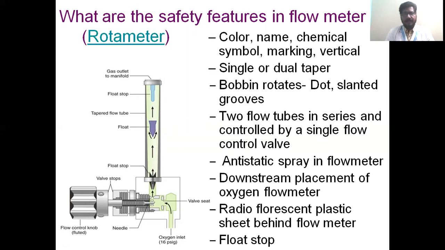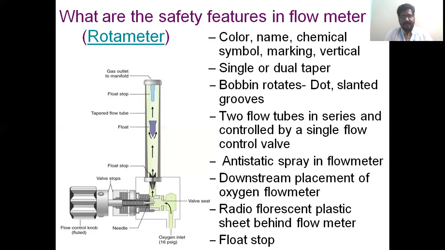It contains color, name, chemical symbol, marking, and it is vertical. It has a single or a dual taper. The bobbin rotates due to slanted grooves. Two float tubes in series are controlled by a single flow control valve. It has an anti-static spray in the flow meter. It is always placed downstream to the oxygen flow meter. It has a radio fluorescent plastic sheet behind the flow meter.